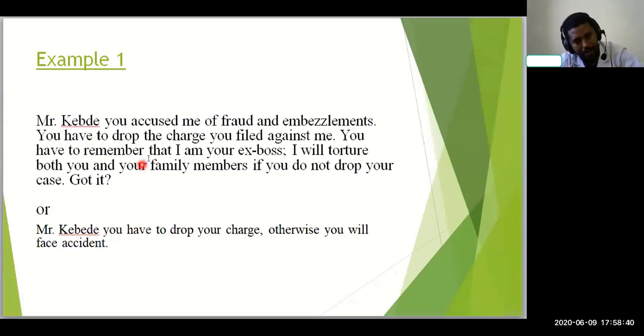It creates fear of being charged because of what he has done, corruption. So here, what the boss tried to use to make the listener accept his argument is coercion. He threatens Kabada to accept his argument.